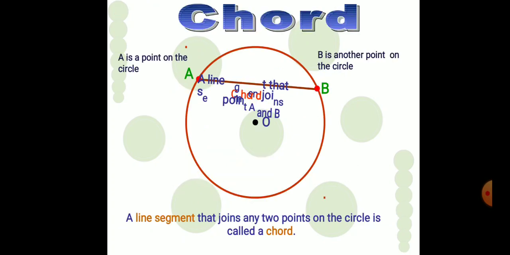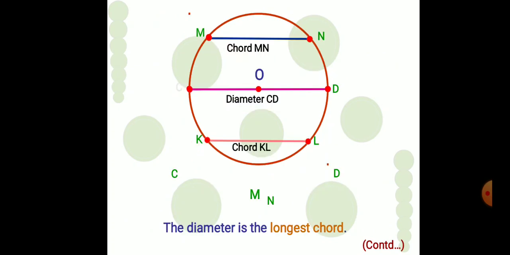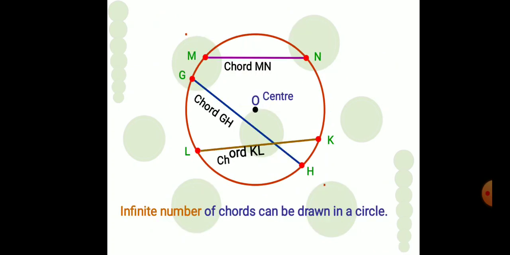Next, let us see what is meant by a chord of a circle. A line segment with end points lying on a circle is called a chord of a circle. If it passes through the center, then it is called a diameter. If it just lies on the circle, then it is called a chord. So, the diameter is also a chord of the circle, and the diameter is the longest chord of any circle. Infinite numbers of chords can be drawn in a circle.